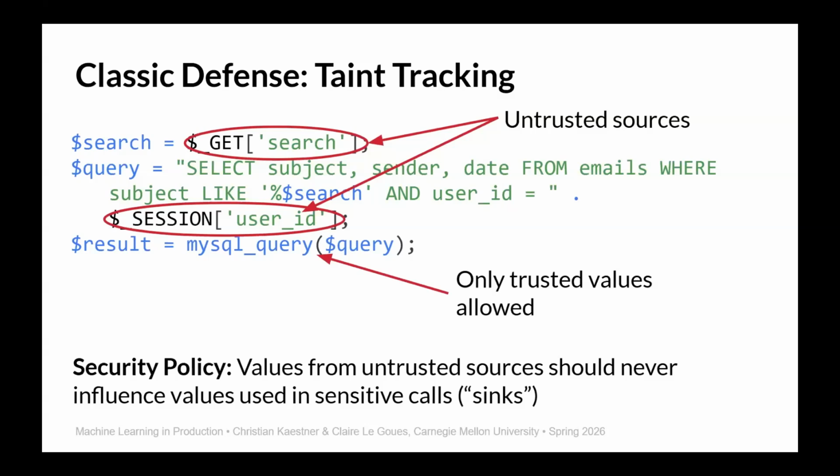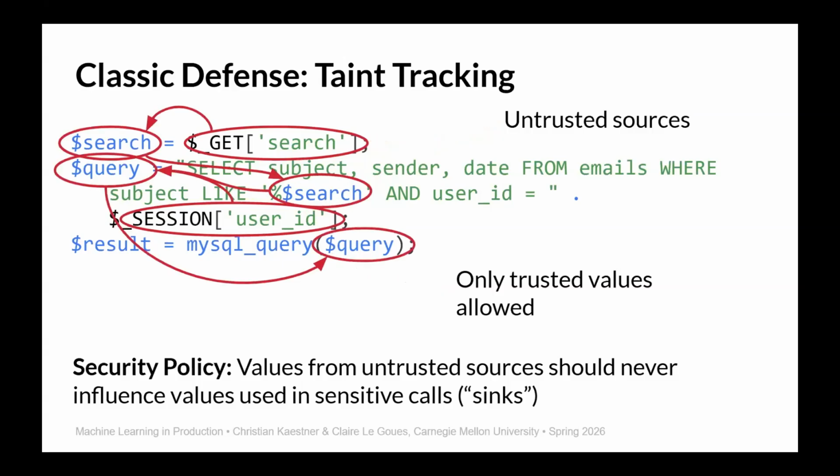Right? So the idea is, in this case here, the thing that comes from the outside, from the get thing, is untrusted. It flows into the search variable. So the search variable is now untrusted. The search variable is used in the string concatenation, so the query is now untrusted. And the query is used in a sensitive place. So we would reject this code as insecure.